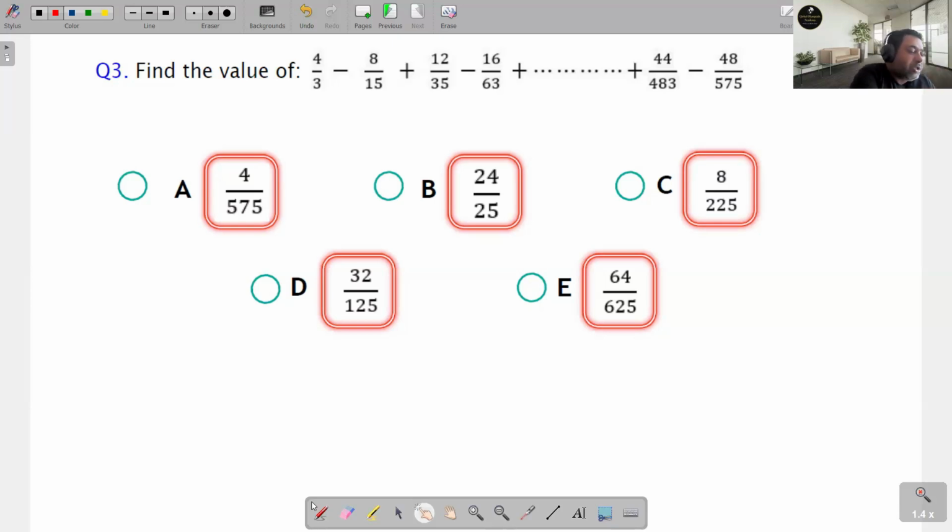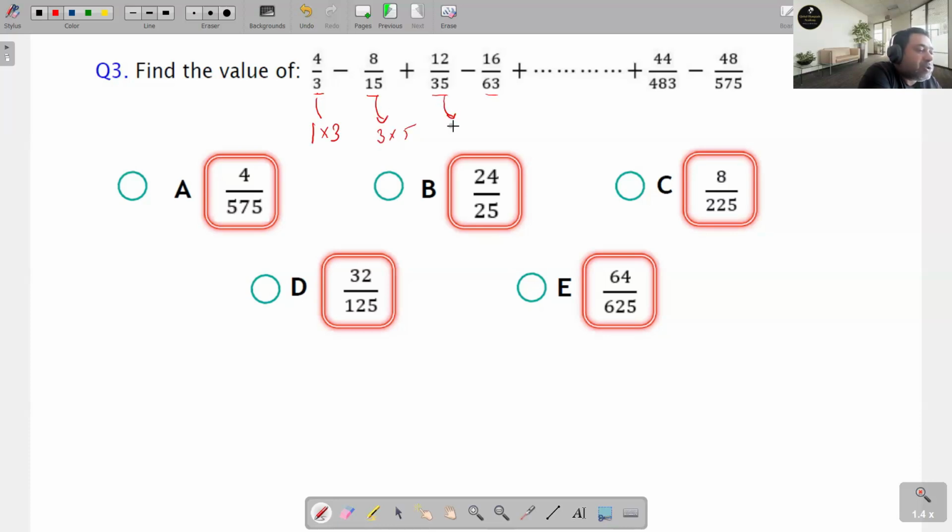So the pattern, if you notice carefully, if you first look at the denominators, are 3, 15, 35, 63. These are all odd numbers. If you look more carefully, you will see that this one is 1 times 3. This one is 3 times 5.